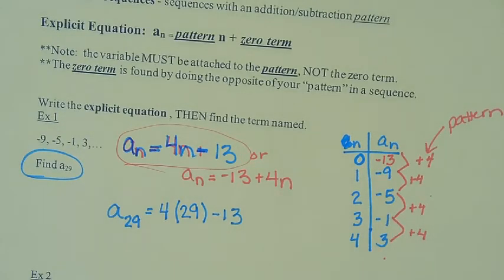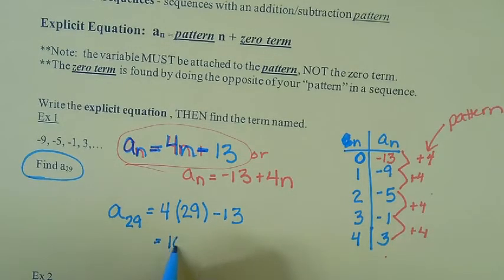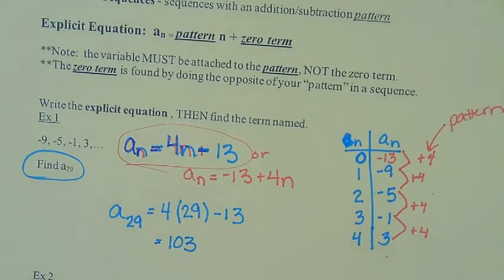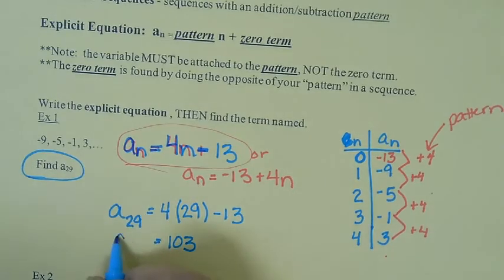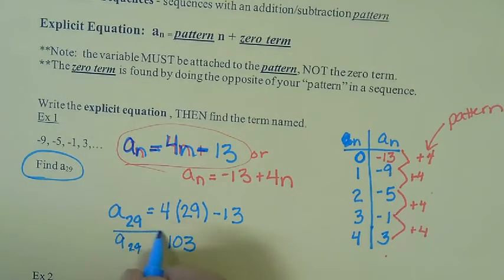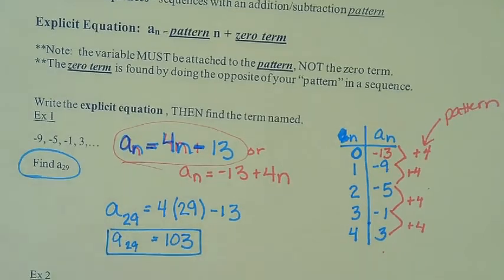Okay. So 4 times 29 minus 13. So our 29th term, if we were to continue this pattern out for 29 terms, would be 103. So we can use the pattern to find that. We can use the equation to find that without actually having to write out all the numbers.